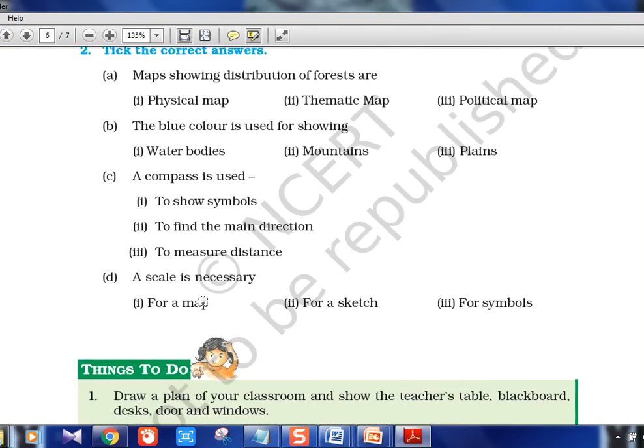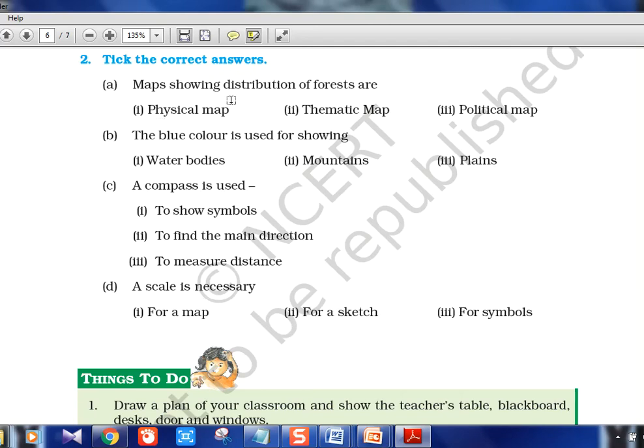Questions will be there simply for the sake of doing it. Map showing distribution of forest, forest will be a thematic map. Blue color is used for water bodies. Compass is used for, for compass you should say main direction. Symbols, distance and all, will be for a map, but for a compass it's the main direction. The north will always be pointing in the compass. A scale is necessary for a map. For a sketch we don't need it, but for a plan we need it, but plan is not there in the options.